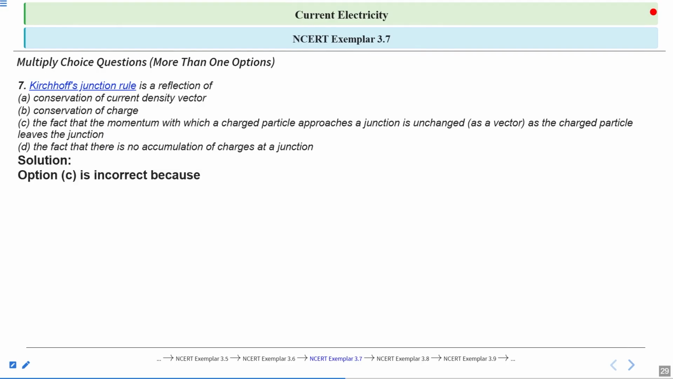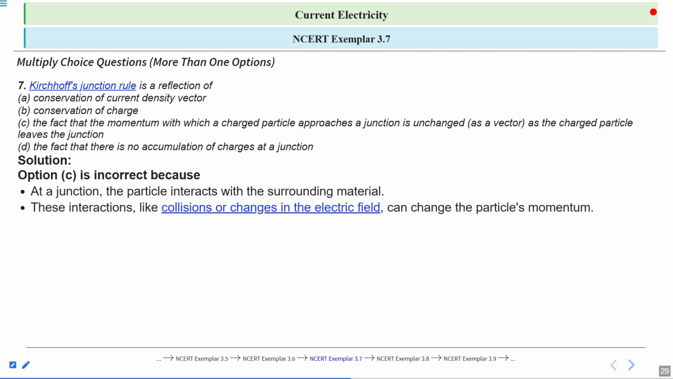Option A is incorrect. It is not conservation of current density vector. Why option C is incorrect, I will explain. At a junction the particle interacts with the surrounding materials. These interactions, like collisions or changes in electric field. Why are there changes in electric field?